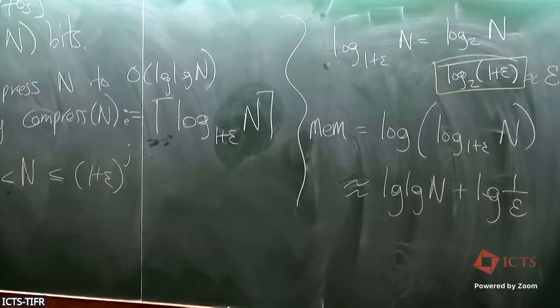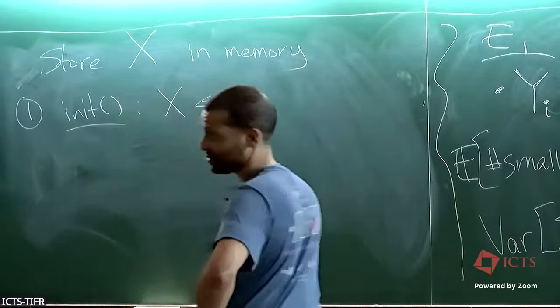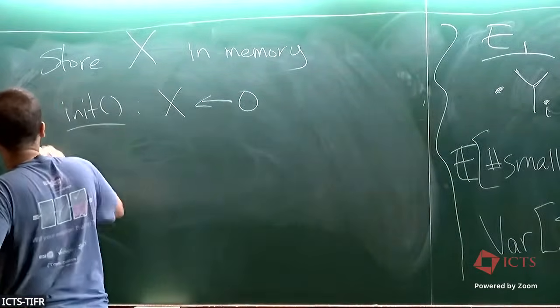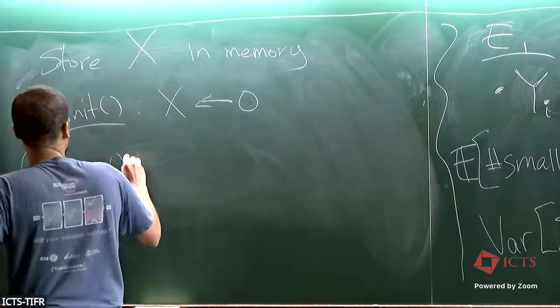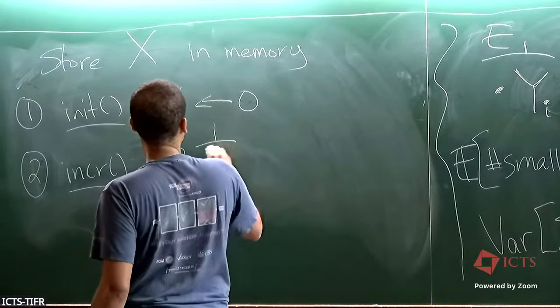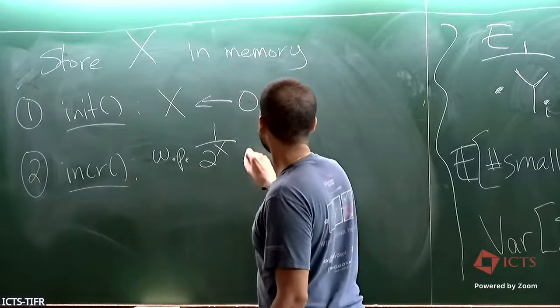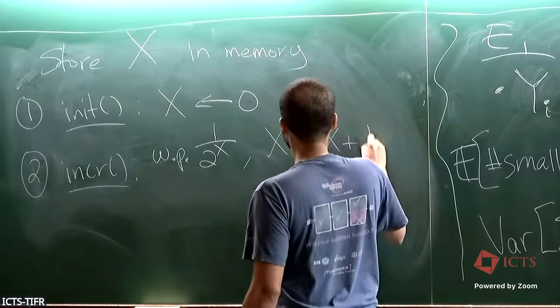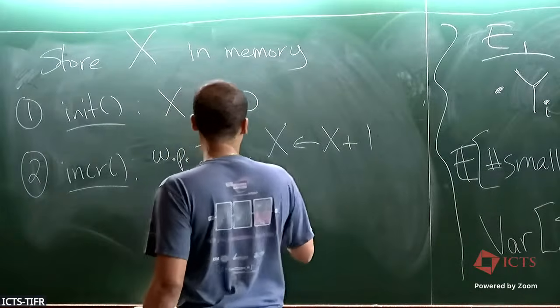So what he said was, we're going to store something in memory which is not n but x. If someone does init, we're just going to set x to 0. If someone says increment, we're going to say with probability 1 over 2 to the x, x gets x plus 1. Else, do nothing.